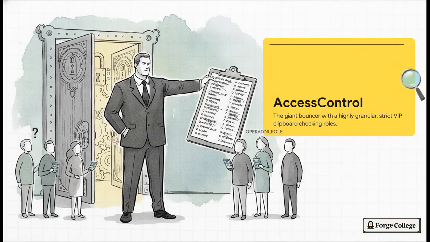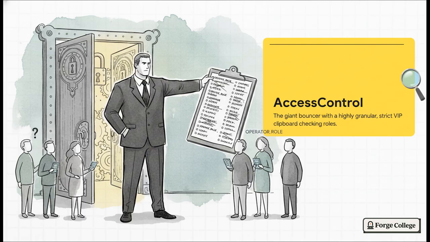Imagine access control as a giant, unyielding bouncer standing right at the door of your contract. But this bouncer doesn't just check if you're generally on the list. They have a highly granular, extremely strict VIP clipboard. They are meticulously checking a role matrix before allowing any specific function calls. Want to execute a sensitive action? The bouncer checks if you specifically hold the operator role. It's not just about being an admin, it's about having the exact right clearance for the exact right job.